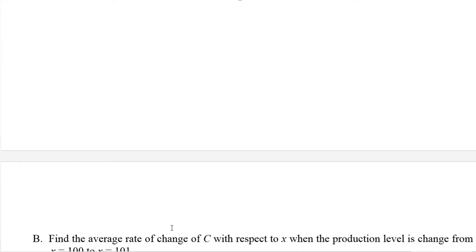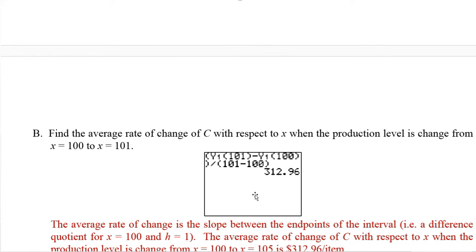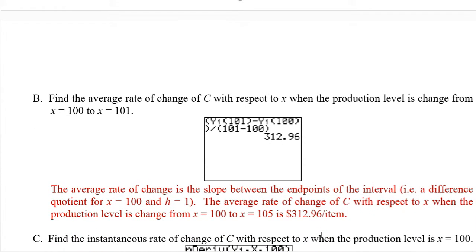Do another one like that. How about the average rate of change from 100 to 101? Just go back and do second enter and change 105 to 101 here and here, and it works out to be 312.96. If we did this with smaller and smaller h's, we would come closer and closer to the actual derivative.